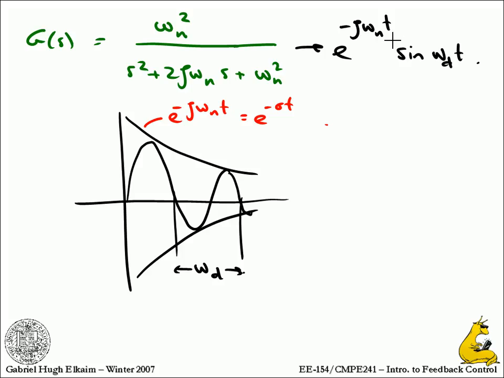zeta omega n t, which is just the e to the minus sigma t we had before, times sine omega d t. So this is the envelope here. The damped natural frequency would be counting the peaks or the zero crossings of the envelope inside. What is omega n? Omega n is a frequency. What frequency is it?